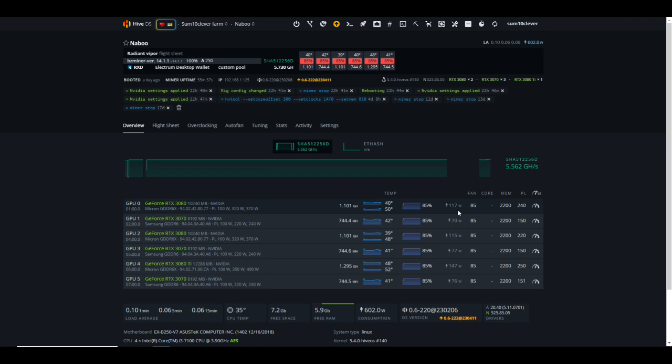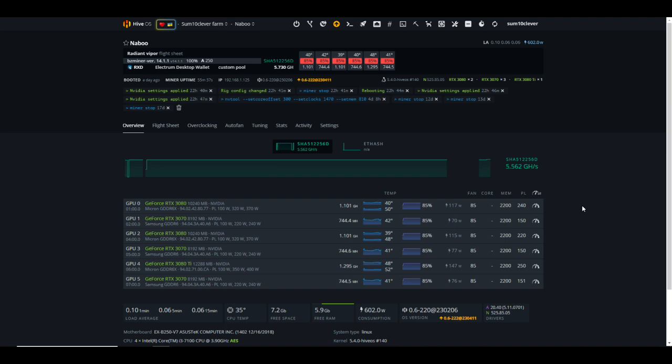My 3080s were using almost 300 watts. The 3070s were using like 200 and something watts. My core temps were skyrocketing. I think they were well over 70. I might have seen some 80s in there. And I cannot believe that I did not lose a power supply or a GPU.